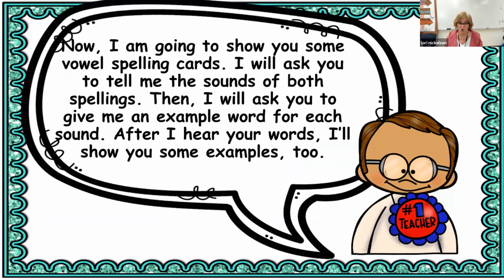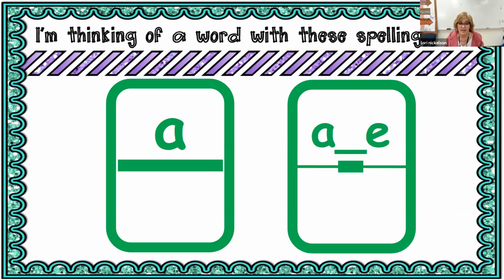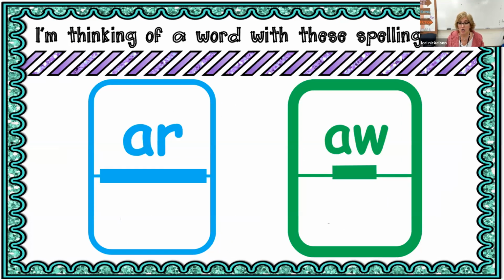I'm going to show you some vowel spelling cards, and I'm going to ask you to tell me the sounds of both spellings, and then I'm going to ask you to give me an example word for each sound. And after I hear the words, I'll show you some examples too. Well, since you can't give me the words, I will do those also. R as in red, and as in verb. Good. A as in hat, and E as in cake. They come up with pat and cake. R as in car, and aw as in paw. Car and paw.